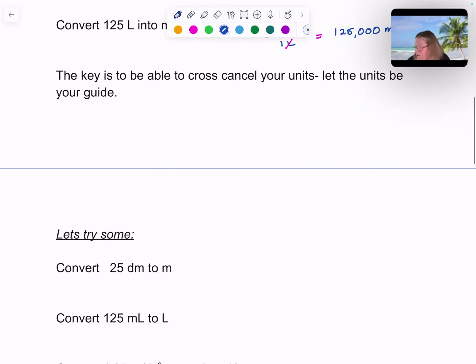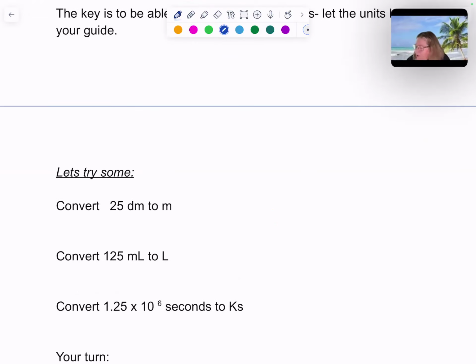So let's try some together. We're looking at decimeters to meters. Well, we know that there's 10 decimeters to 1 meter. That's going to give me my ratio. We've got 25 decimeters. Now we want to have decimeter on the bottom. 1 meter is going to have to go on top. There's 10 decimeters for every 1 meter. We're going to cross cancel this, and that's going to give me 2.5 meters.